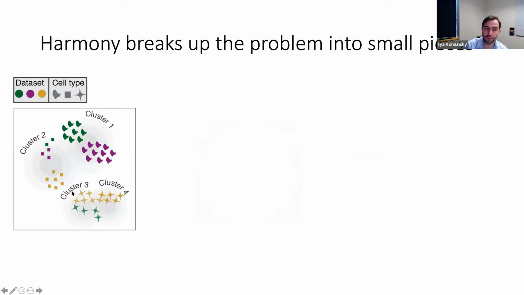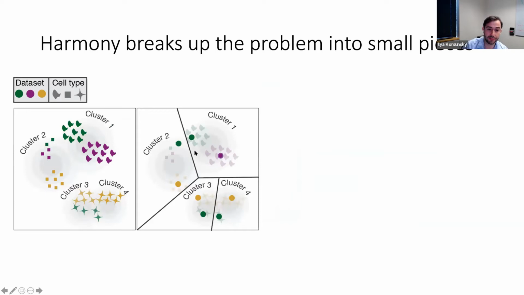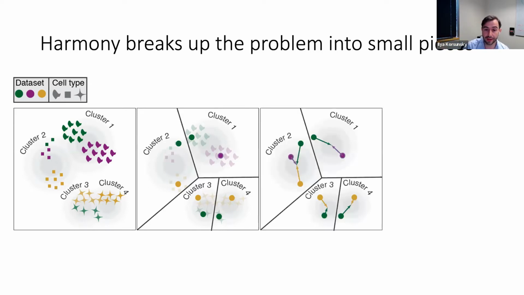Harmony, instead of applying one global batch correction factor, first is going to try to break up the data set into different regions. So here it breaks it up into 4 regions. And within each of the regions, we're going to compute a batch effect centroid, and then figure out what we need to do to those centroids in order to move them into the same space. So it is still linear regression, but instead of doing one global linear regression, in this toy example, we're doing 4 linear regression problems.